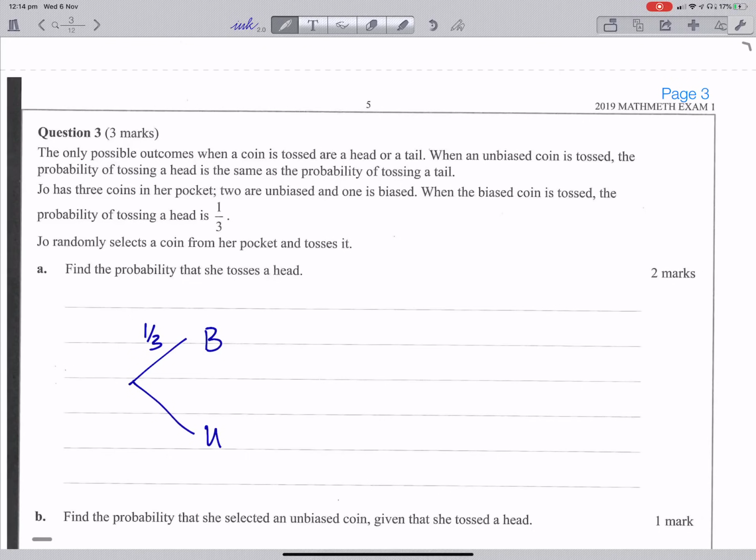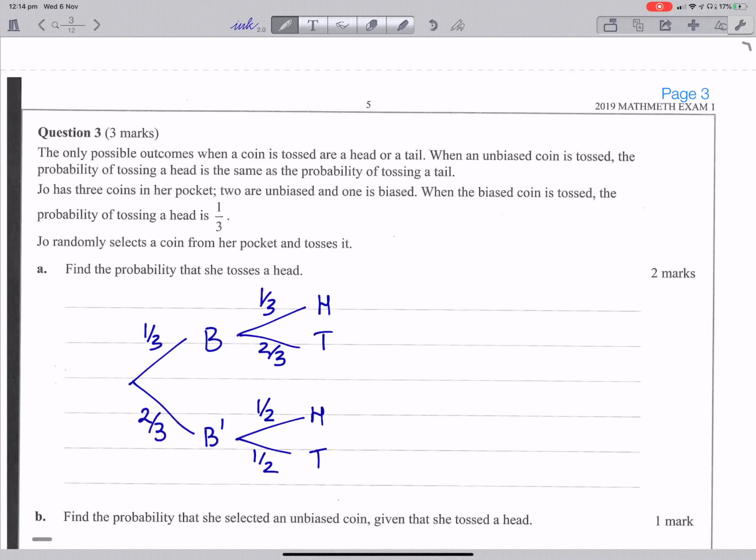There's a 1/3 chance of biased, 2/3 unbiased. Then head, tail, head, tail. So if it's unbiased, it's a 1/2 and a 1/2. If it's biased, head is 1/3, tail is 2/3.